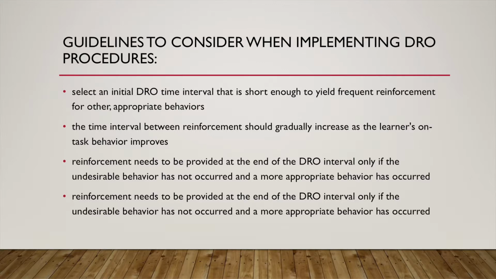First, we have to select an initial DRO time interval that is short enough to yield frequent reinforcement for other appropriate behaviors. For example, if baseline data indicated the individual remains on task for 5 minutes before exhibiting disruptive behavior, then the time interval will be programmed at 4 minutes, while additional intervention techniques, say prompting and self-management, are also applied to promote learning.